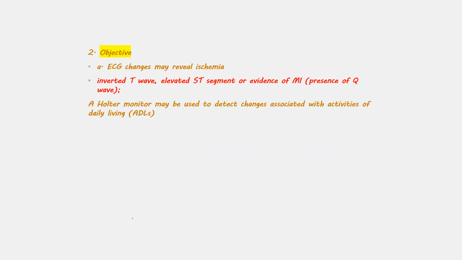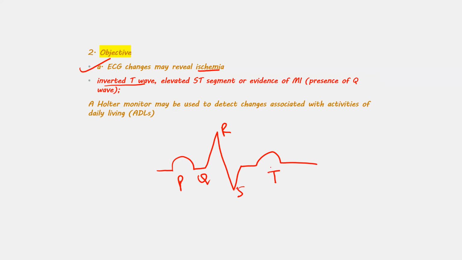In objective data, we will see ECG changes that reveal ischemia. So what are the ECG changes? There will be T wave inversion. This is the P, Q, R, S and T, so the T wave will be inverted. There will be ST segment elevation or evidence of MI, that is the presence of a Q wave.